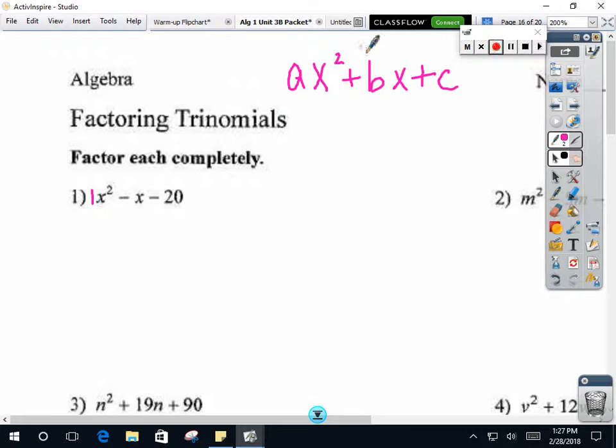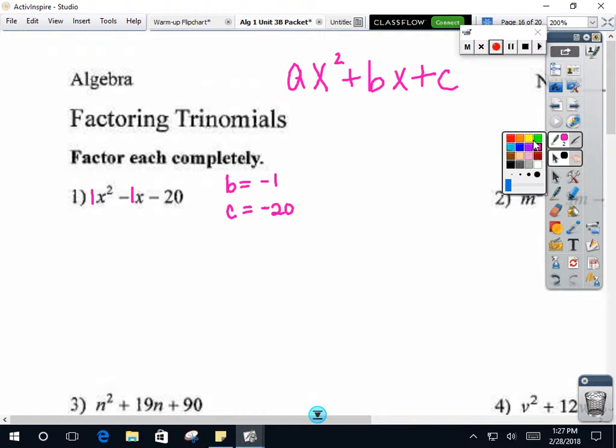What number is sitting in the b place? A negative 1. Because it's minus x, so that's a minus 1x. And what number is sitting in the c place? Negative 20. Now, the only 2 numbers you really care about are the b and the c. The b is negative 1. The c is negative 20. The reason we don't really care about the a at this point is because it's a positive 1, so it's not going to make a difference with this type of trinomial.